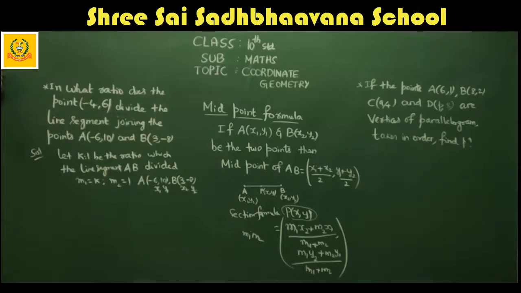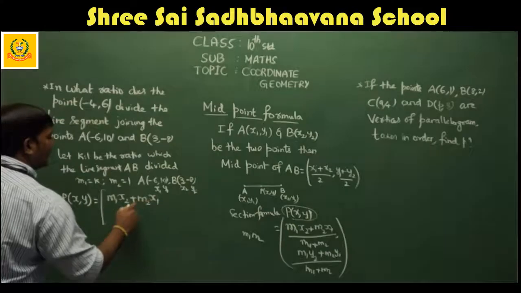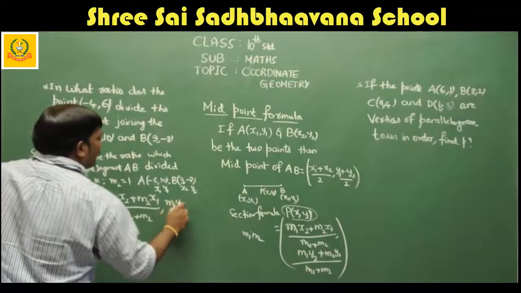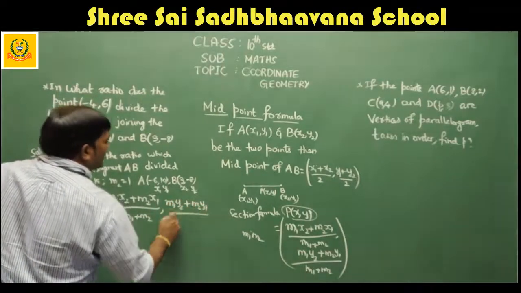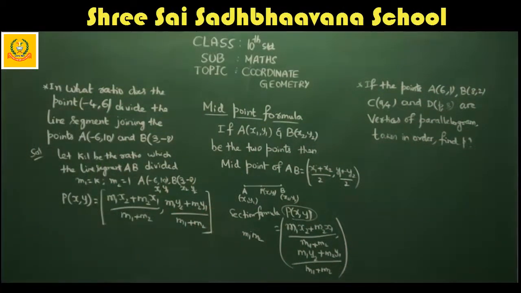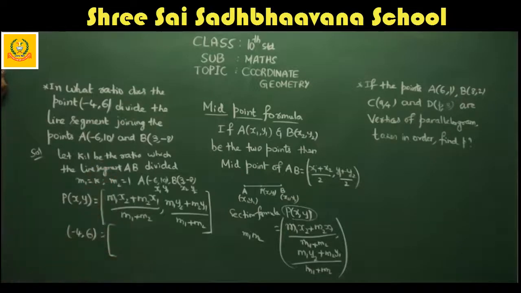Now what is the formula? Again we have to write the section formula: P of (x, y) equal to (M1 x2 plus M2 x1) divided by (M1 plus M2), and next, (M1 y2 plus M2 y1) divided by (M1 plus M2). This is the section formula. Now P of (x, y) is already given, as I told. What is that? Minus 4, 6. I'm writing there, M1.